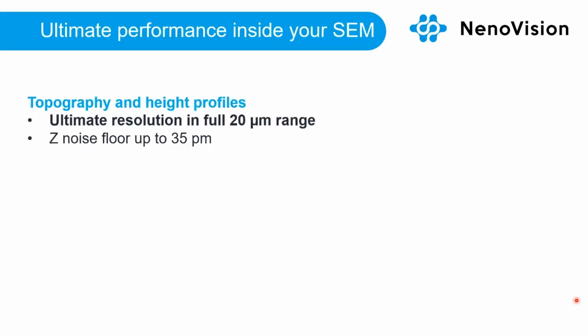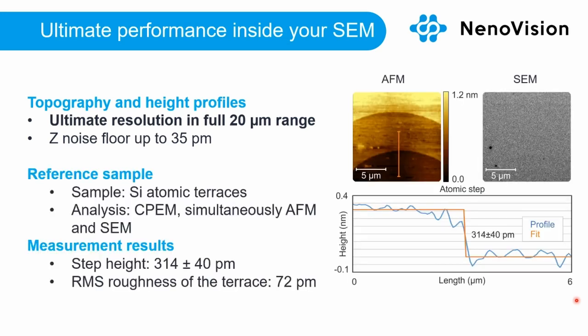When I talk about ultimate performance, what we mean is that on the scale of 20 micrometers in the Z range, we keep the noise level up to 35 picometers. I can demonstrate it on this nice sample. What you look at is silicon atomic terraces. We put that directly into the electron microscope and simultaneously acquire AFM and SEM data. On these terraces there is a well-known and established step height, 314 picometers. You can see how nicely we were able to visualize that, measure the height, and also evaluate the surface roughness.